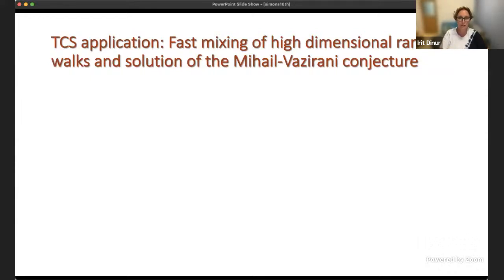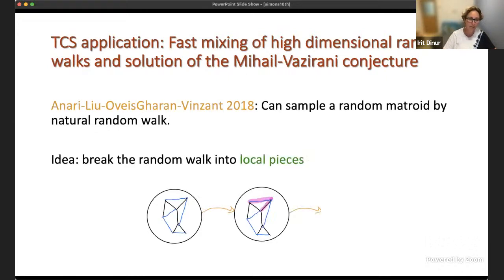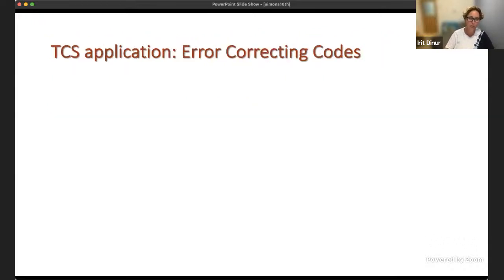Okay, so one of the first big successes of this theory was an application to fast mixing of random walks. This actually has to do also with the Simons program, but I'll skip this slide because I don't have enough time. But this is a really beautiful result where they used high-dimensional expansion to analyze some very important random walks on matroid bases.